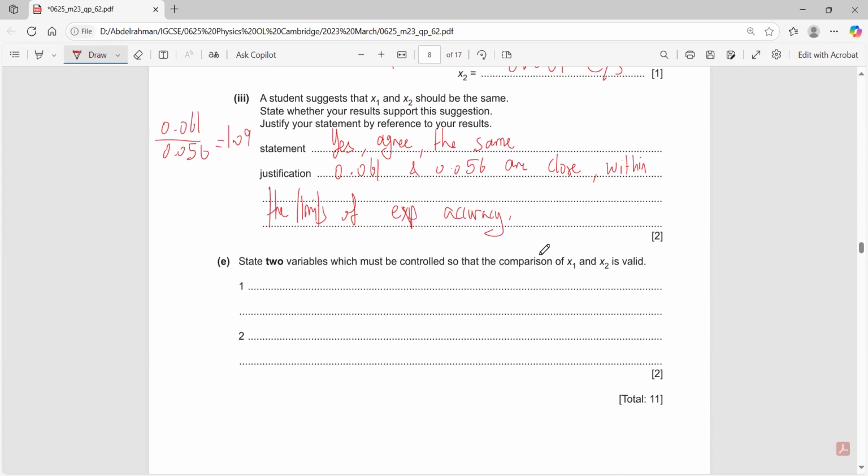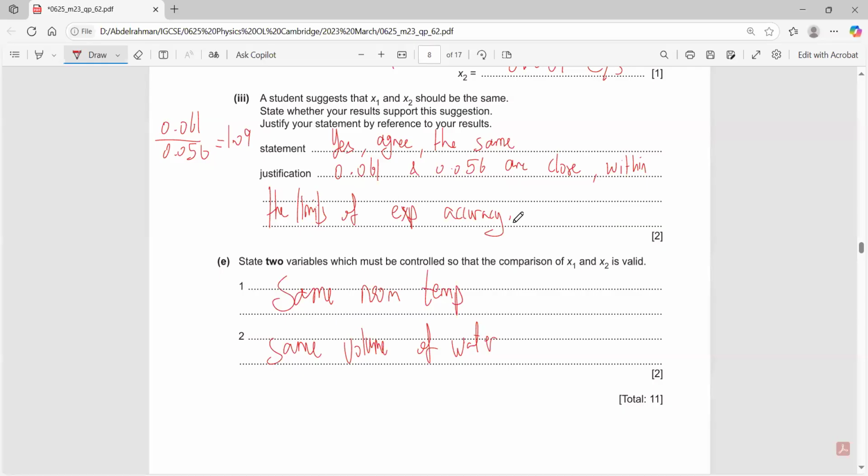State two variables which must be controlled. You have to have the same room temperature, and the same volume of water.